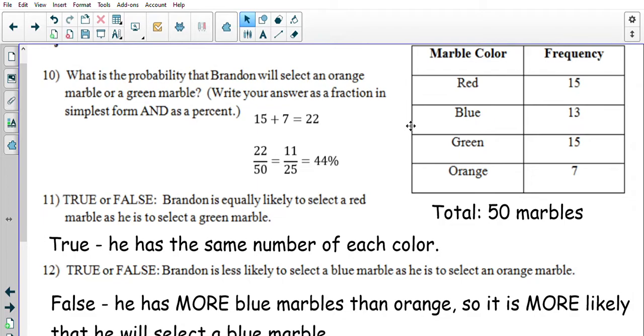Now, does that mean that he's going to select blue more than orange? Not necessarily. Experimental probability, we'll talk about next week, may differ from what we call theoretical probability, meaning what we actually have in this jar or container. But based on the numbers we have, it is more likely that he will select a blue marble.